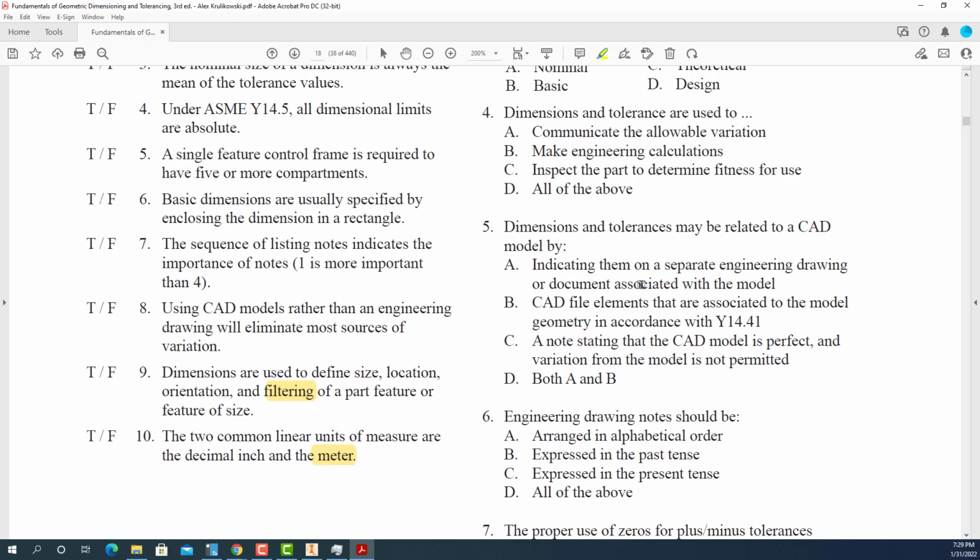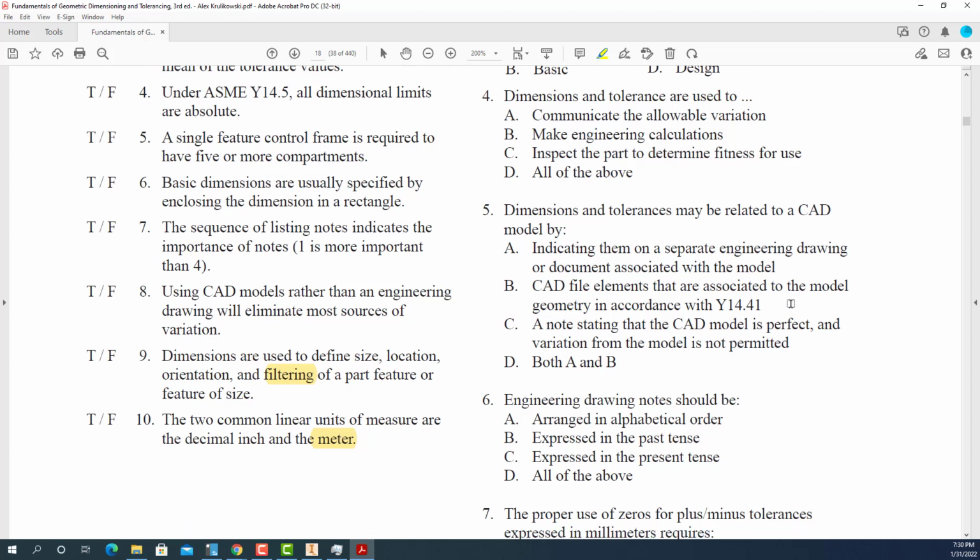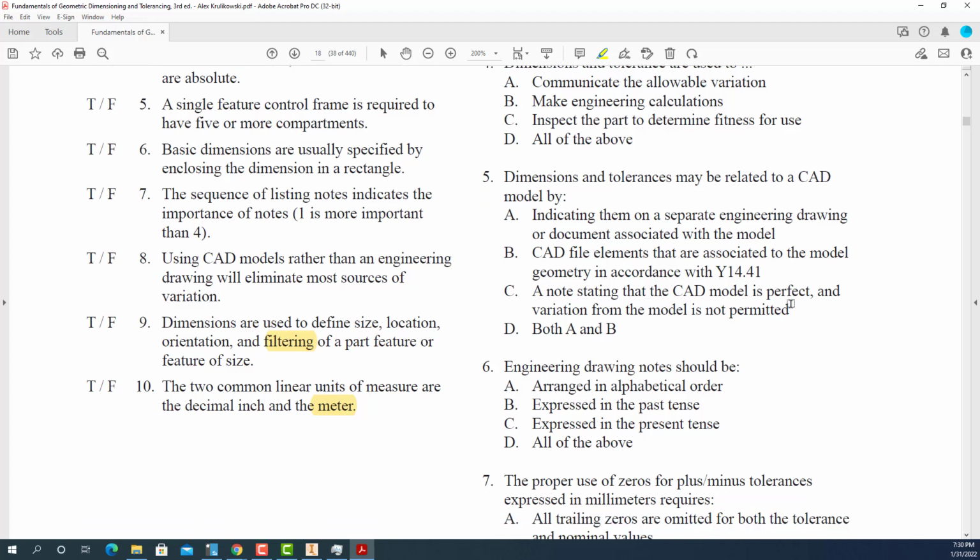That is a little bit confusing with A and B, indicating them on a separate engineering drawing associated with the model. It may be D. I don't know, I'm going to have to look at that one. I don't have my cheat sheet on me. But I think it's B, because if you just had this on a separate engineering drawing without the standard on there, then I don't think it would be right. Number 5 just says a document associated with it, that could be a PDF. Good enough. There you go. So I'm going to verify that for you guys.